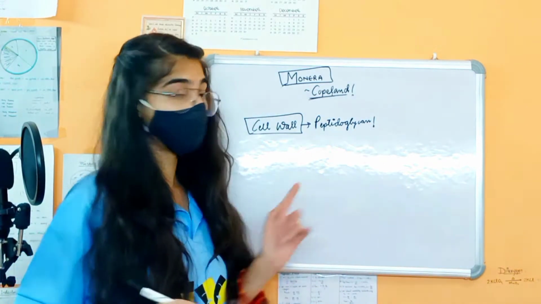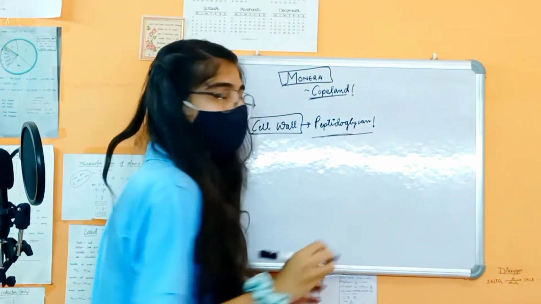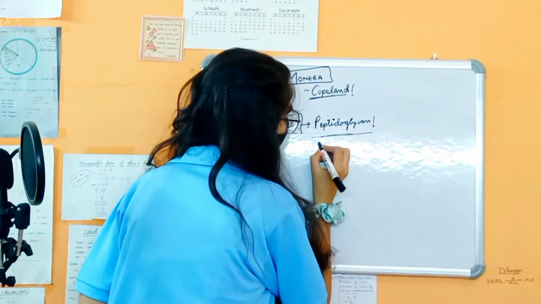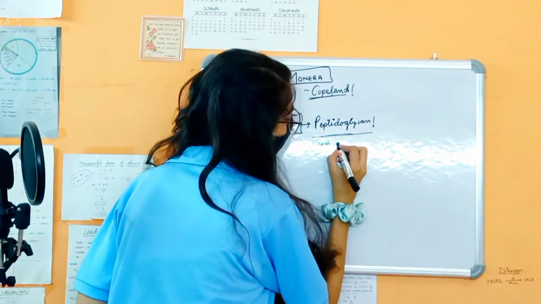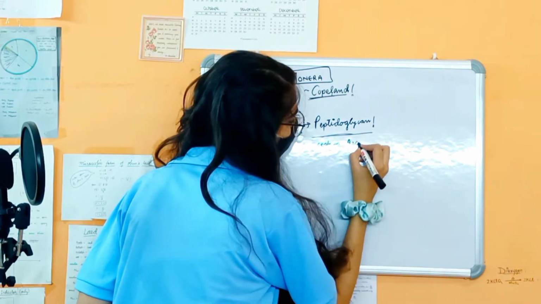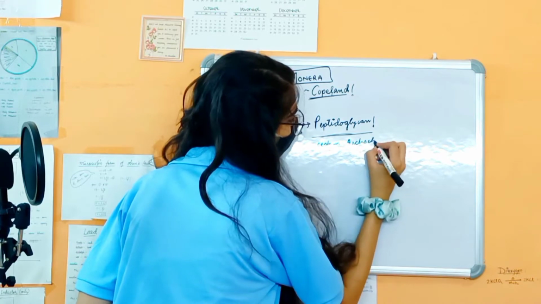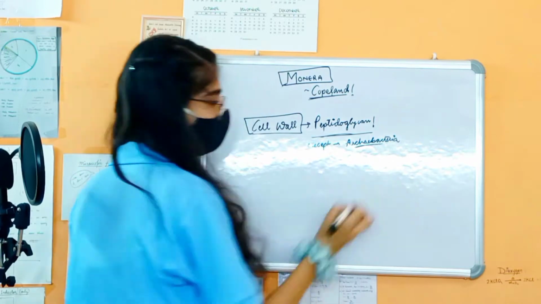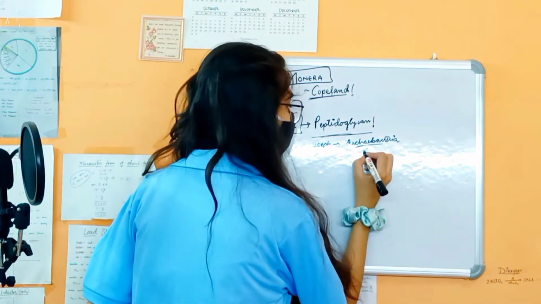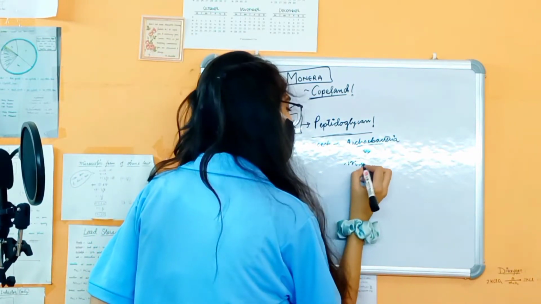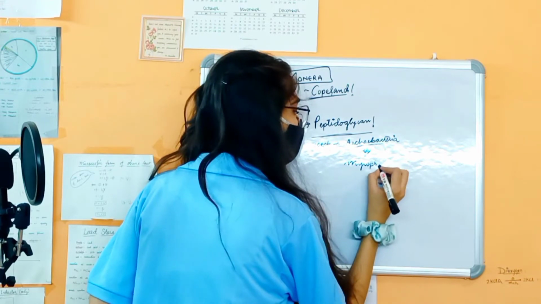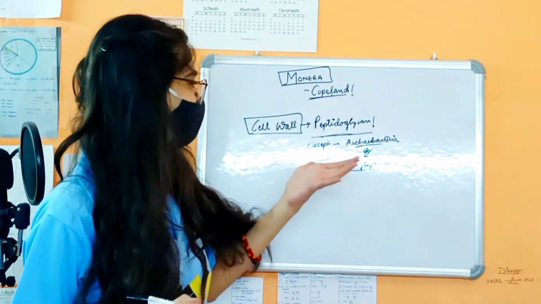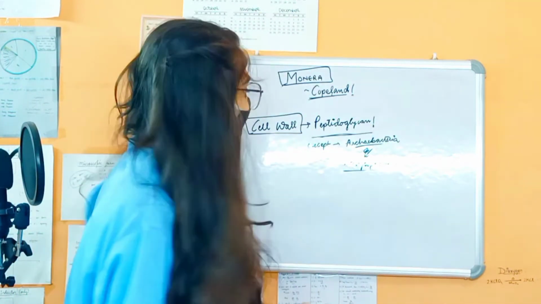But there is an exception to it. All bacteria have peptidoglycan, but there is an exception: archaebacteria, and one more thing, mycoplasma. So let's see what makes them an exception.